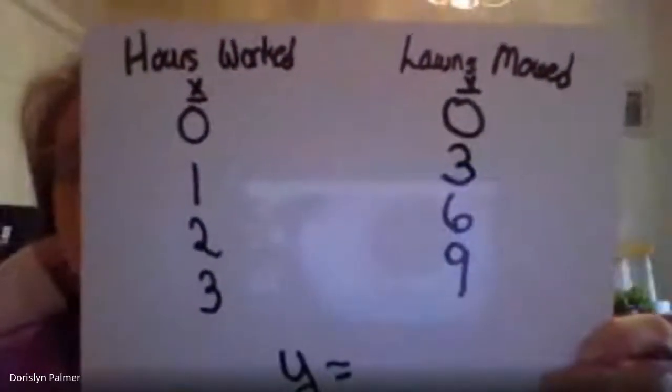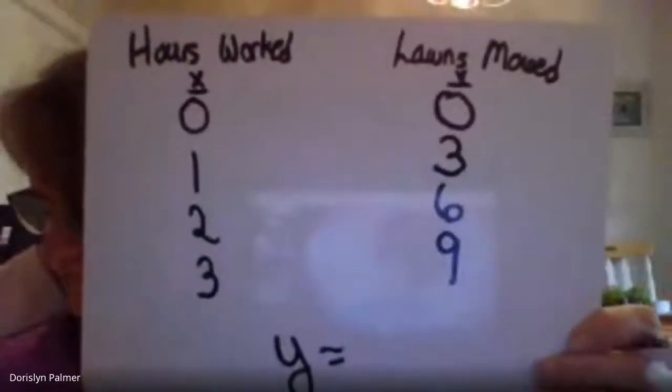Matthew, can you help me with the equation? I'm going to start it with y equals. So your hours worked is like your x. Look in your chart. The first column is your x. The second column is your y. So we go from 1 to 3, 2 to 6, 3 to 9. What are we doing to that first value to get the second one?